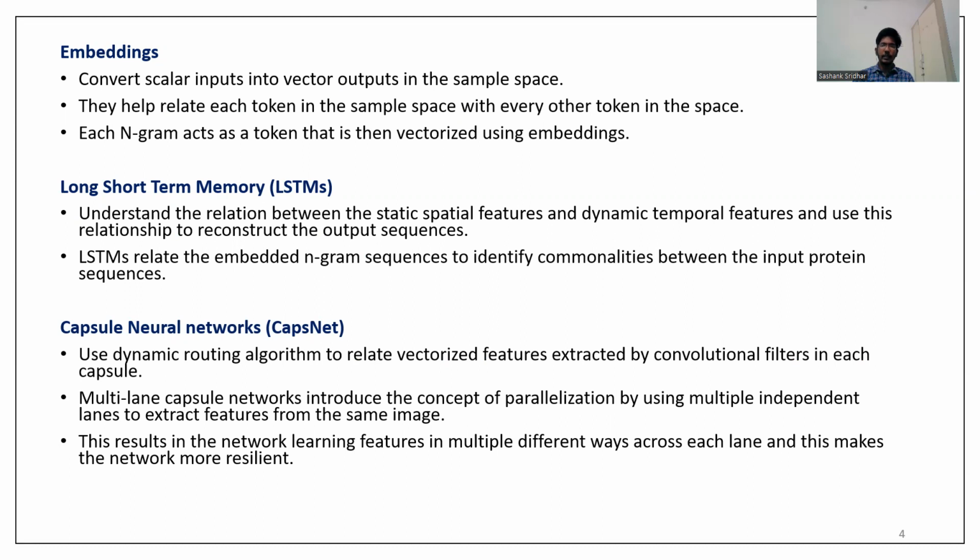Once the LSTMs extract the embeddings, we then feed these to capsule neural networks. These use a dynamic routing algorithm to relate vectorized features which are extracted by convolutional filters in each capsule. By using multiple parallel lanes, we hope to reduce the time taken to train and to increase the accuracy of the model. This is because the network learns features in multiple ways, in each lane, and this makes the network more resilient.